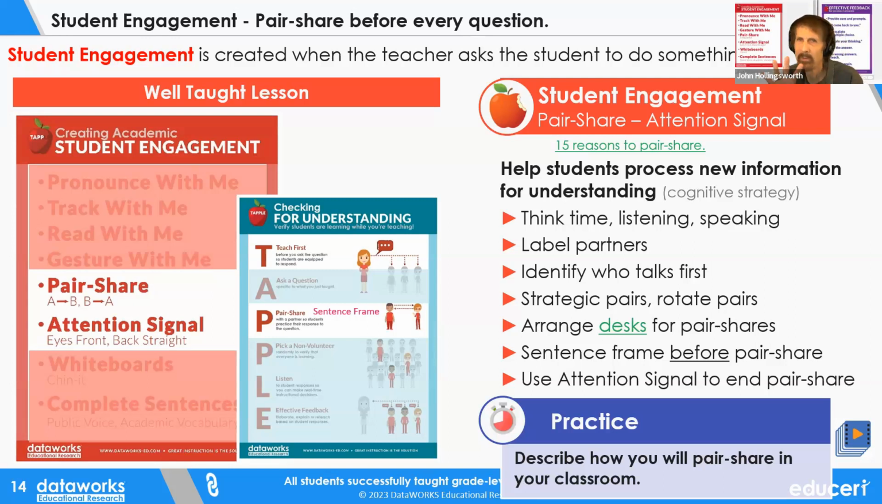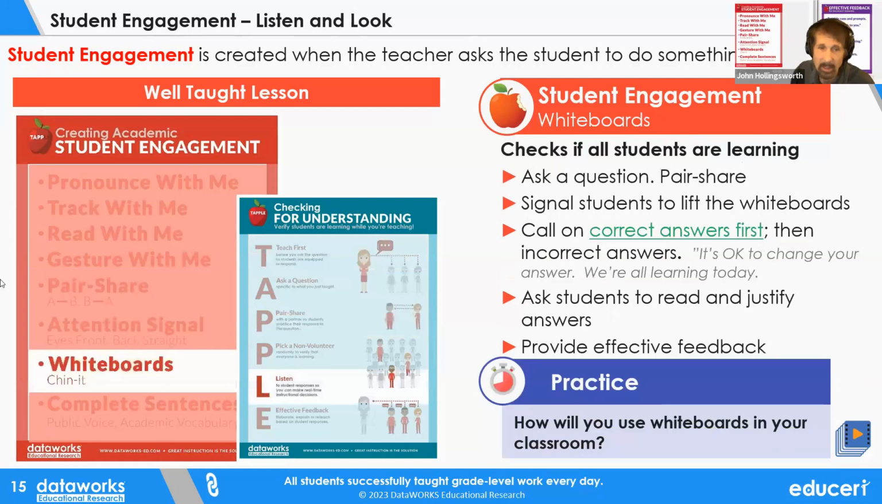And by the way, we don't use groups of 4. If you've tried to work in 4, usually one student does all the work and the others kind of coast along and don't do it. With pairs, everyone talks and everyone answers. All right, very good. Let's go on to the next one.